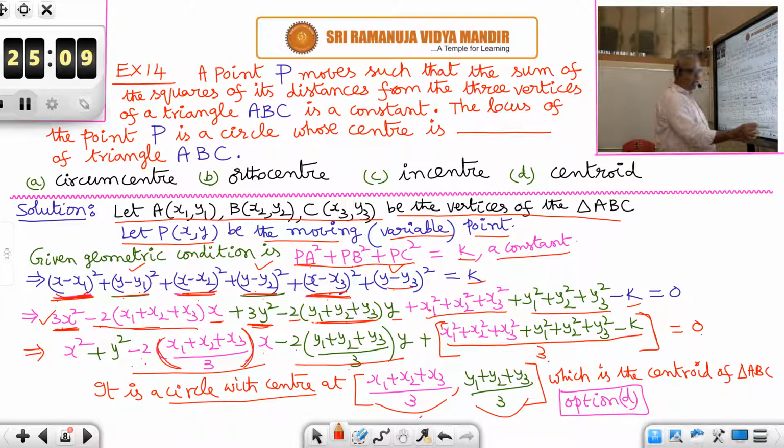But this is clearly the centroid of the triangle ABC. So, centroid is the correct answer. So, option D is correct. So, let us see the next question.